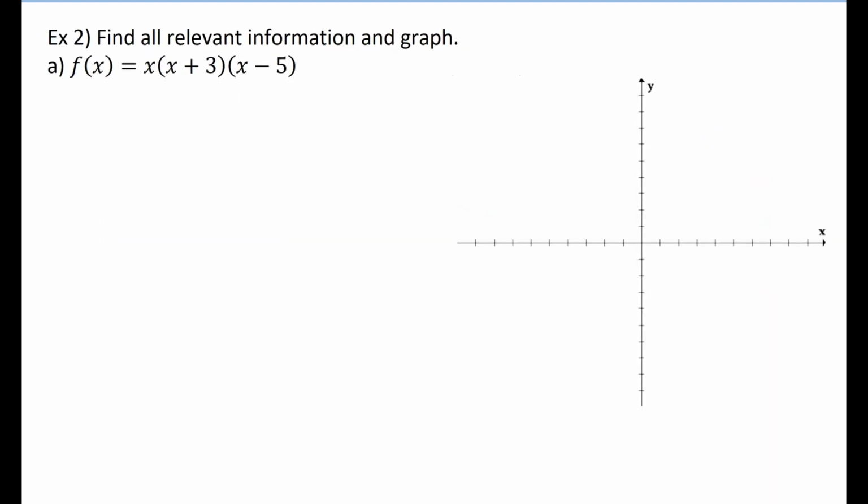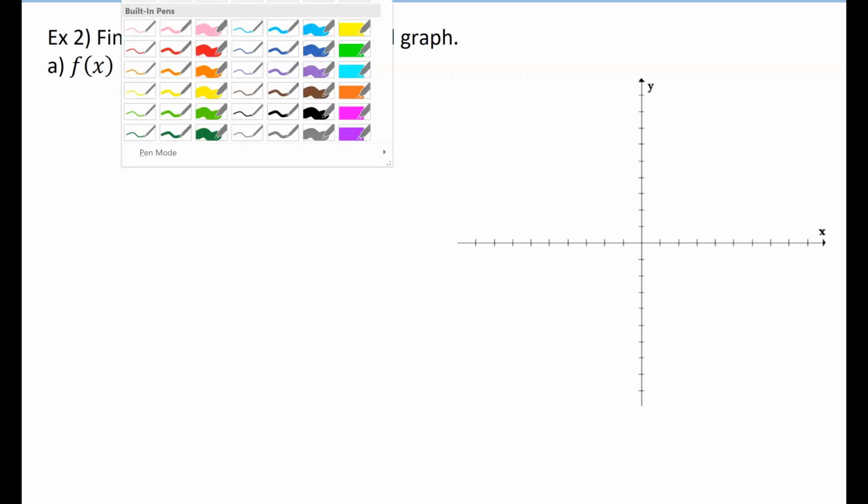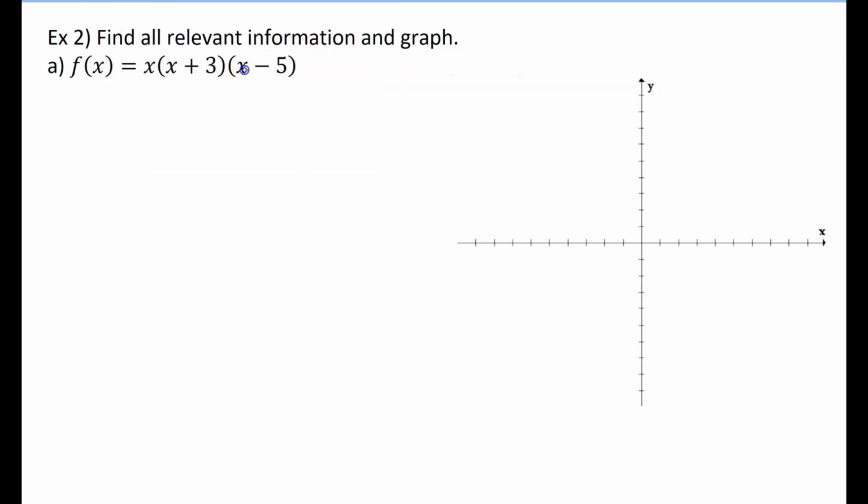All right, so here is our first example. We've got f of x equals x times x plus 3 times x minus 5. They want us to find all the relevant information and then do the graph. So, what did we say we should be looking at first? Before the x-intercepts. End behavior, because that's already going to give us an idea of what the graph should look like. To determine end behavior, we look at the degree. What is the degree of this function?